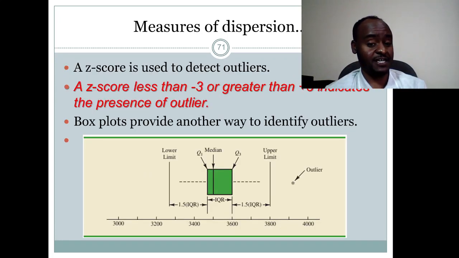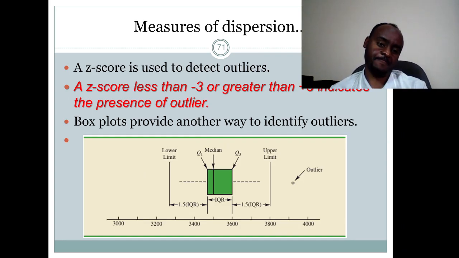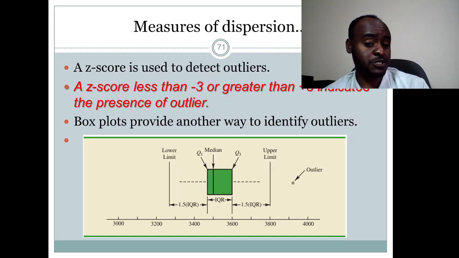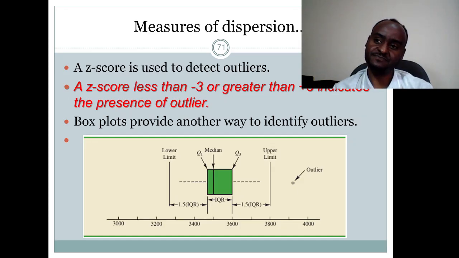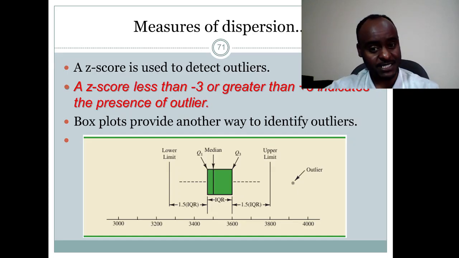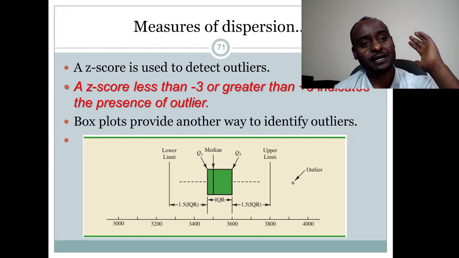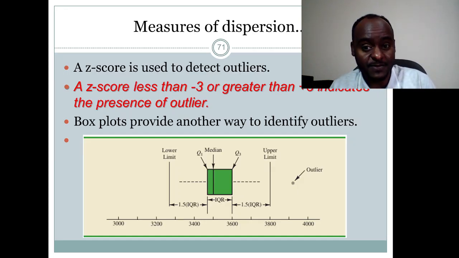How do you do so? Here is the way. The z score is used to detect outliers. A z score less than -3 or greater than +3 indicates the presence of an outlier. This is a very interesting indicator. Look at your z score values, and if you get a z score value greater than 3 or less than -3, like -4, -5, -6, then there is an outlier in that data set.